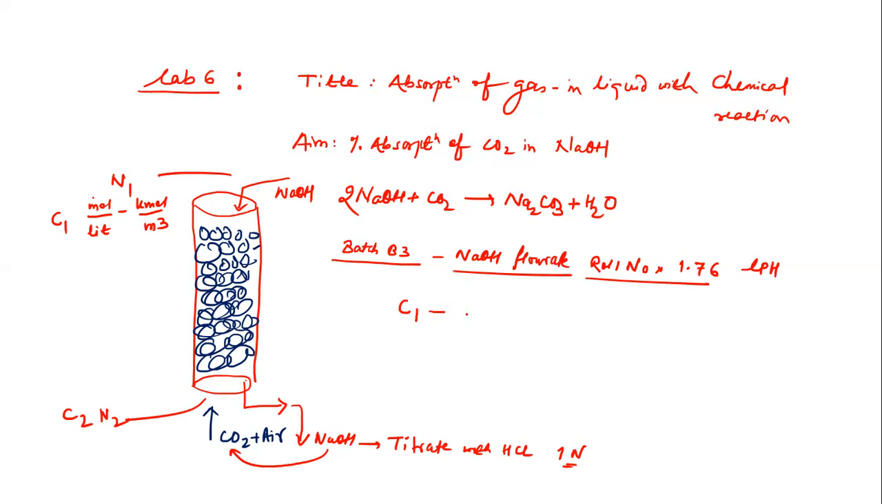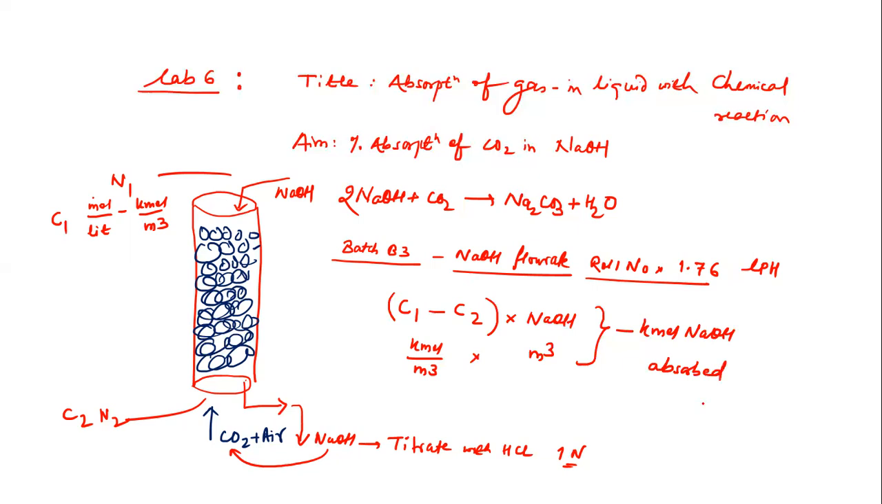So we have C1 higher minus C2, correct? Kilomole per meter cube. NaOH coming in, going out. This difference is going to be into flow rate of NaOH. Convert that to liter per meter cube. So this will give you kilomole of NaOH absorbed. That's it.